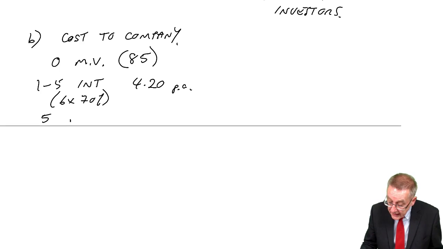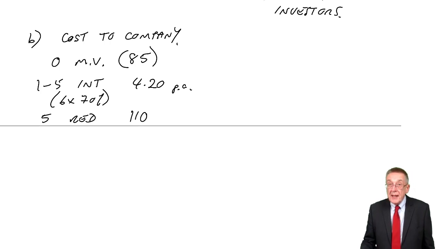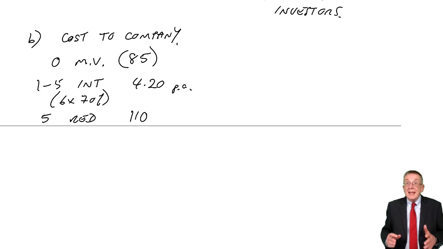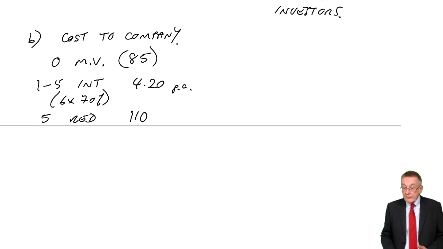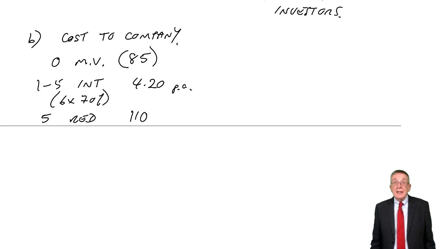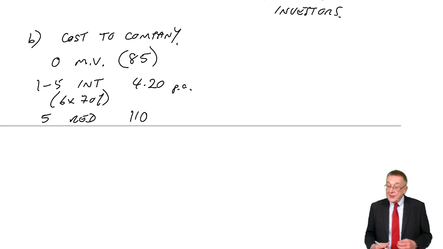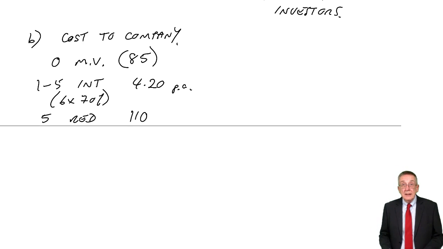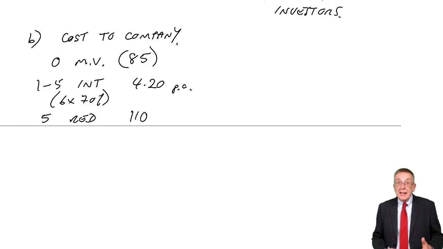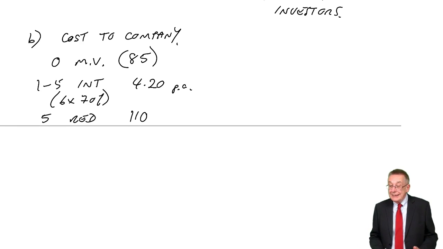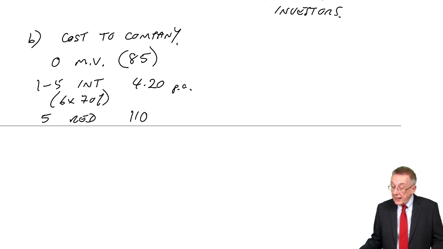And then they'll redeem. It's at a premium of 10%. As before, they have to pay 110. And the 110 isn't tax allowable. And the cost to the company, using the same sort of logic as before, again is the internal rate of return. But it's the internal rate of return of these after-tax flows. And so, no quick way, we have to do it again.